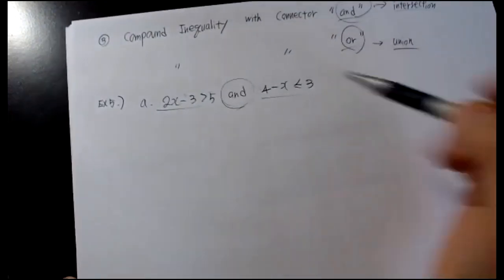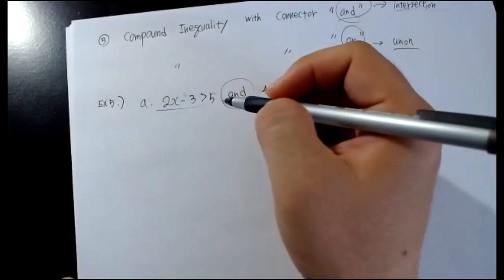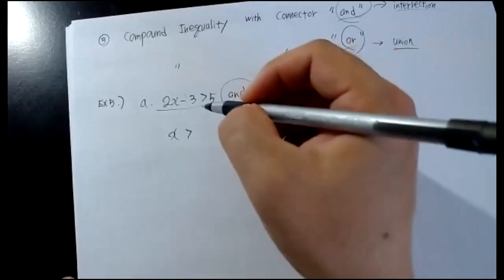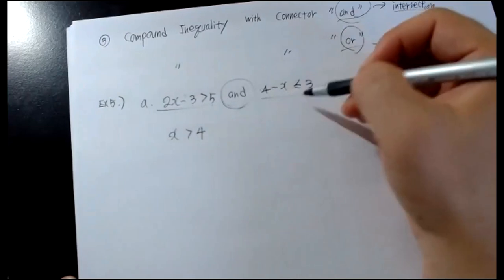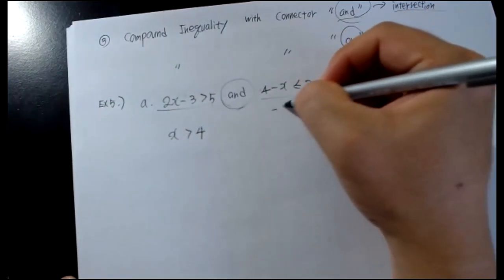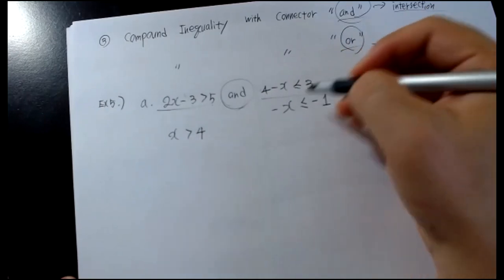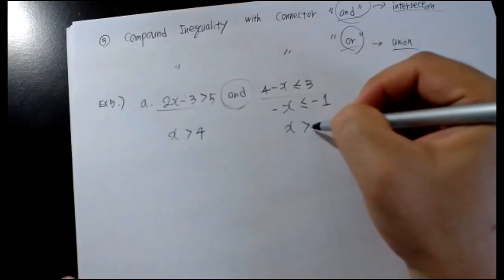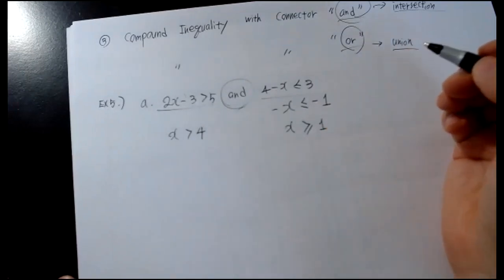From the first inequality, we add 3 and divide by 2, then x is greater than 8 over 2, which is 4. For the second, when we subtract 4, we get negative x is less than or equal to negative 1, and then we multiply by negative 1, so the inequality is reversed. So we got x is greater than or equal to 1.